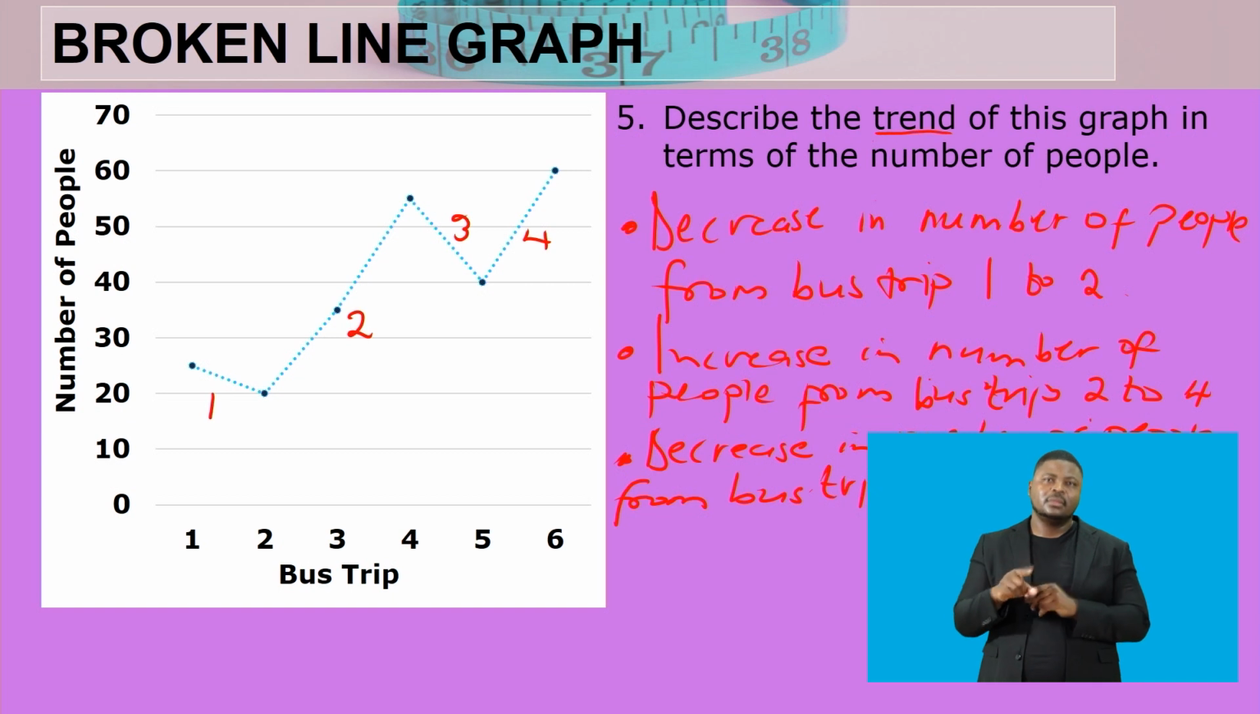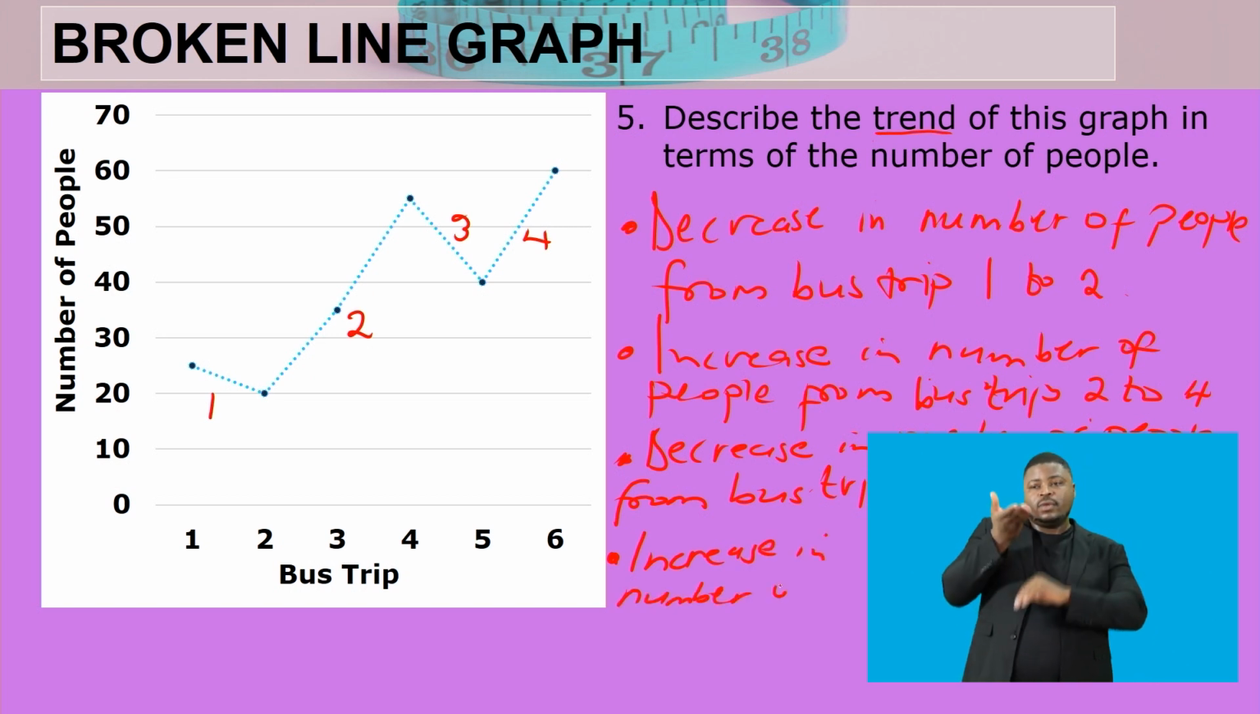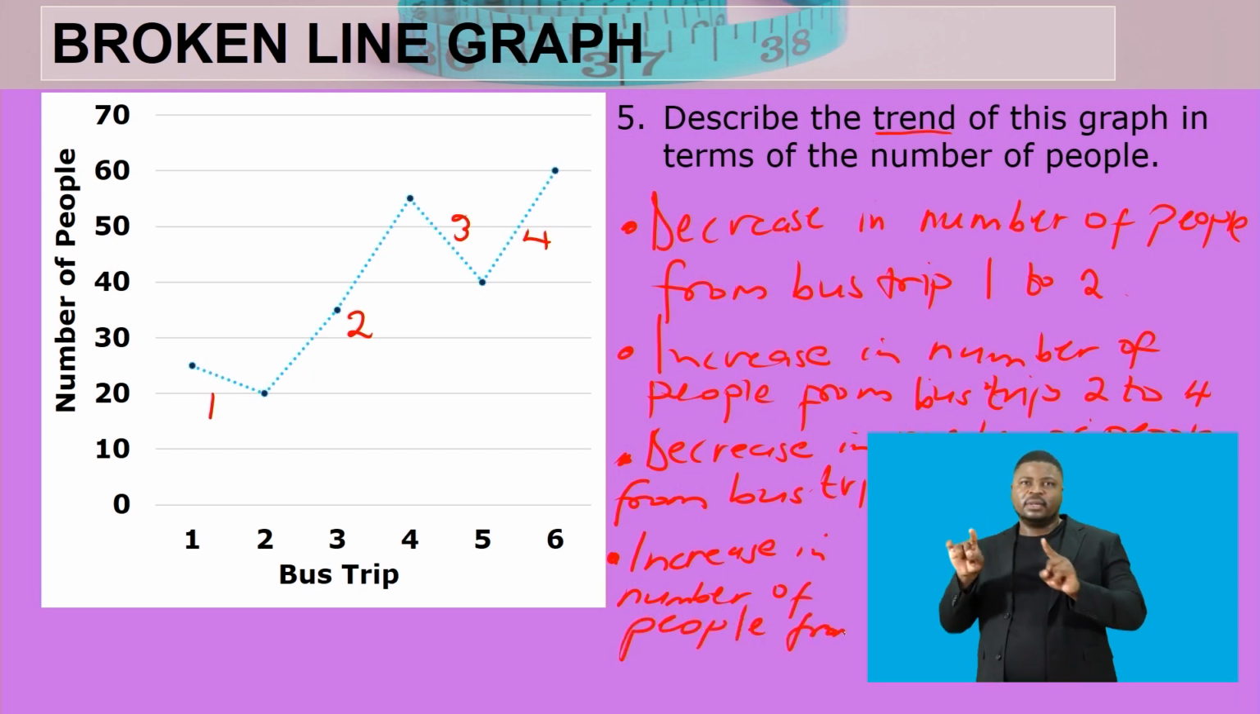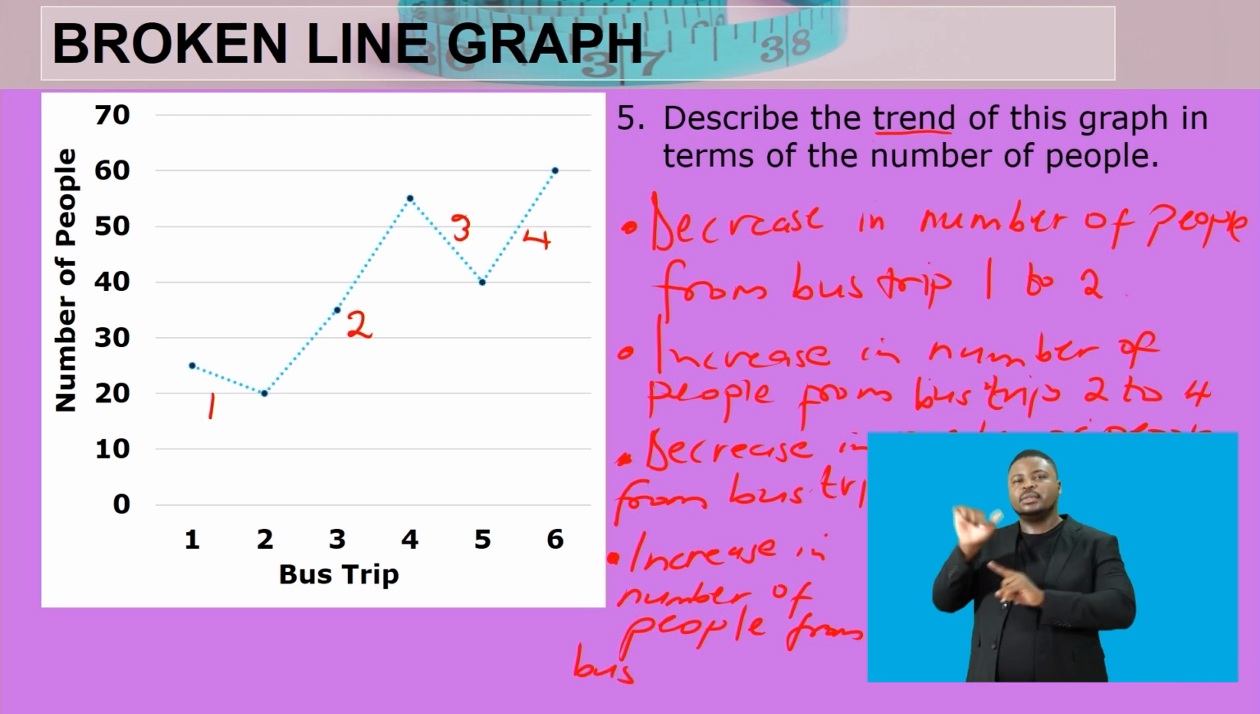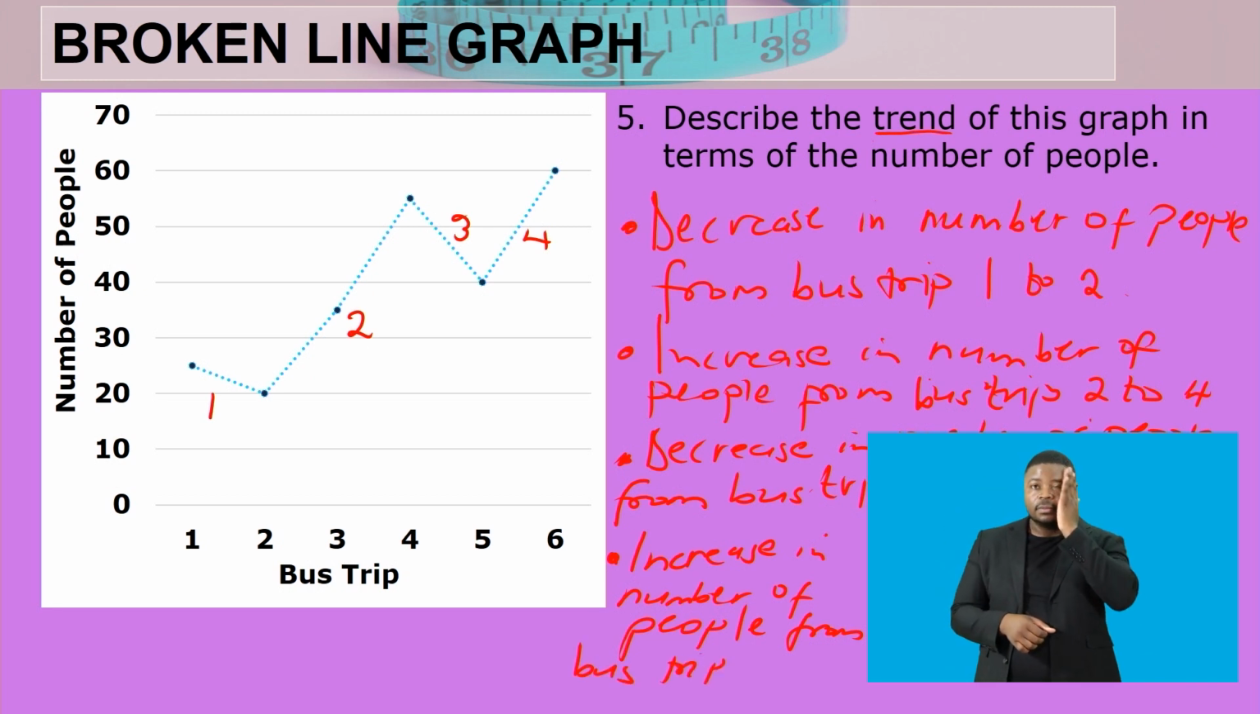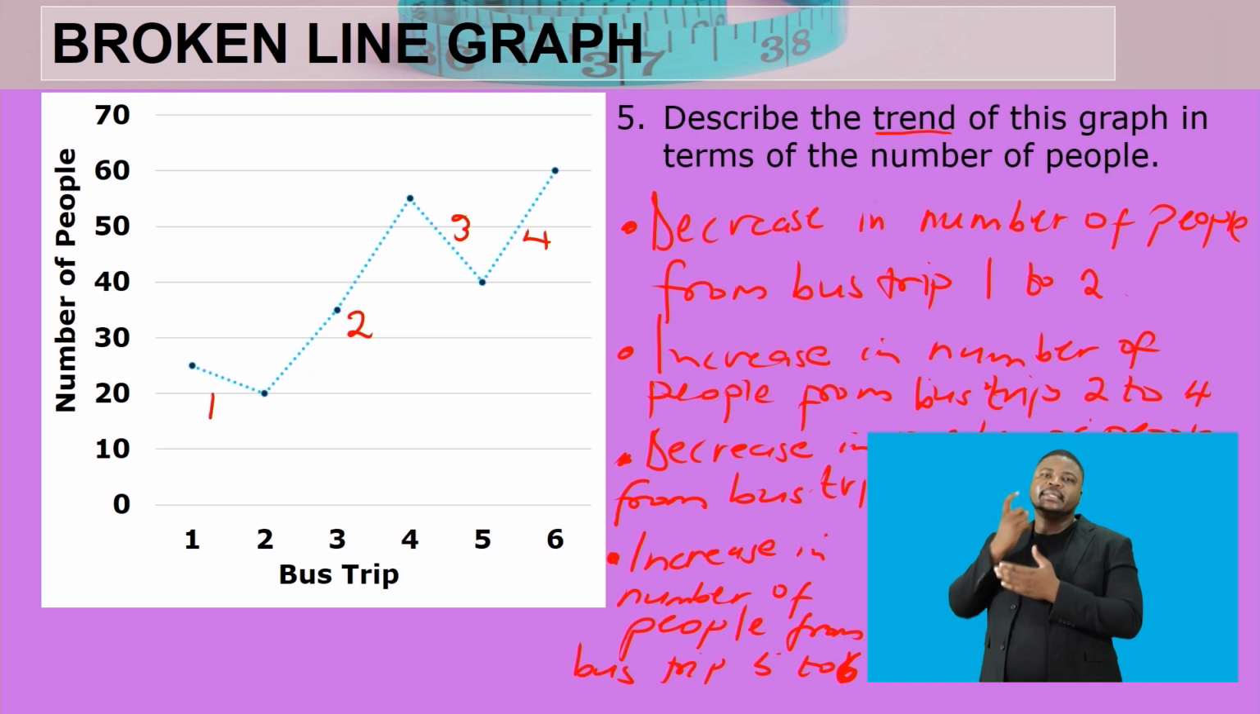Then the last trend, it is an increase in number of people from bus trip 5 to 6. So the moment you've identified the number of trends, then it becomes easy for you to write it in bullet forms. Then you write it like that according to the number of trends that you have in the graph.